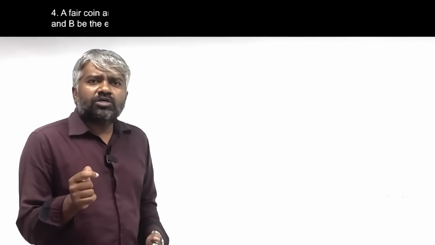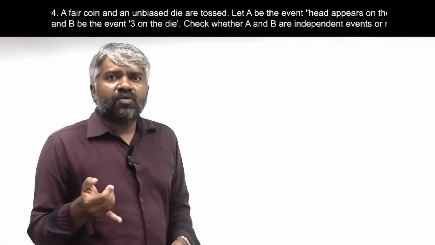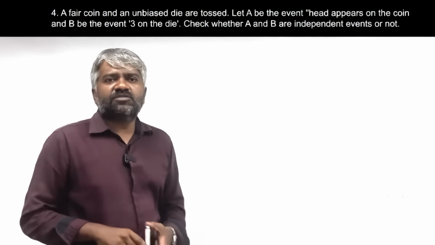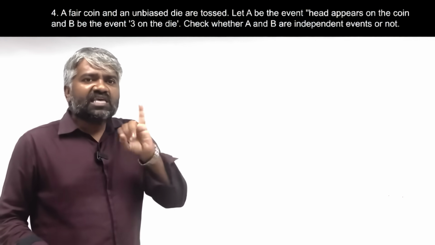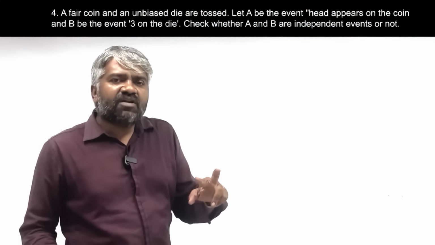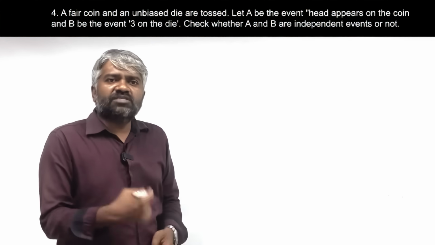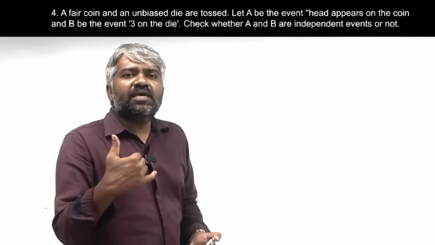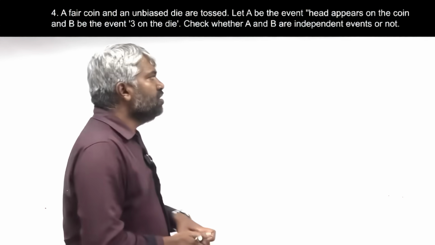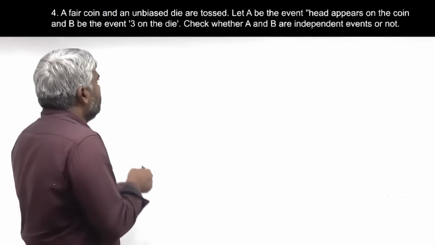You are going to toss a coin and roll an unbiased die. Now you will get a sample space. From that sample space I am going to take 2 events. Event A is head appears on the coin. Event B is 3 appears on the die. The question is whether A and B are independent events or not. Before solving this problem, we will write down the sample space.